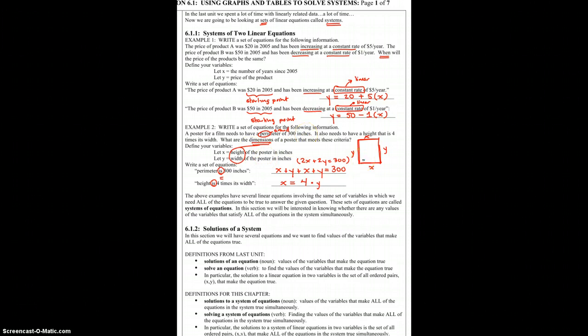The above examples have several linear equations involving the same set of variables in which we need all of the equations to be true to answer the given question. Like in the poster example, we needed the perimeter to be 300 and we also needed the height to be 4 times its width. So we're after an x and a y, if they exist, that make both of these conditions true. In this section, we will be interested in knowing whether there are any values of the variables that satisfy all of the equations in the system simultaneously.